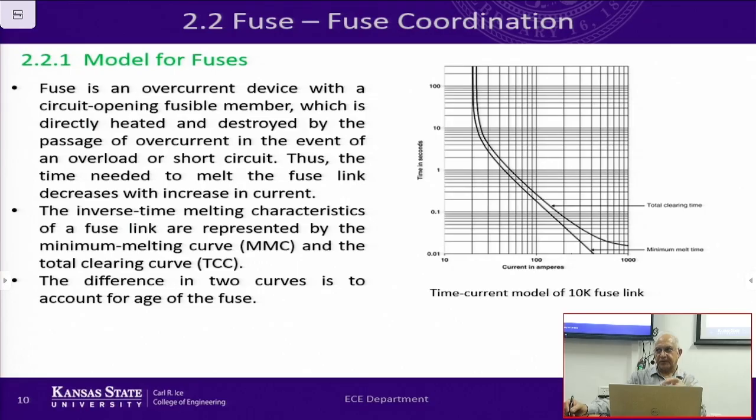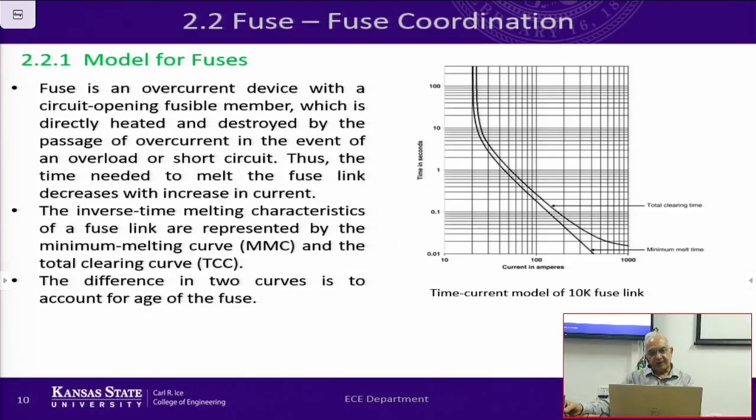What happens if there are two fuses in series? This is a graph of fuse characteristics, for a 10K fuse. We talked about different types of fuses in the morning. A fuse will have two graphs with it. One is called the minimum melt time, and the other one is the total clearing time.